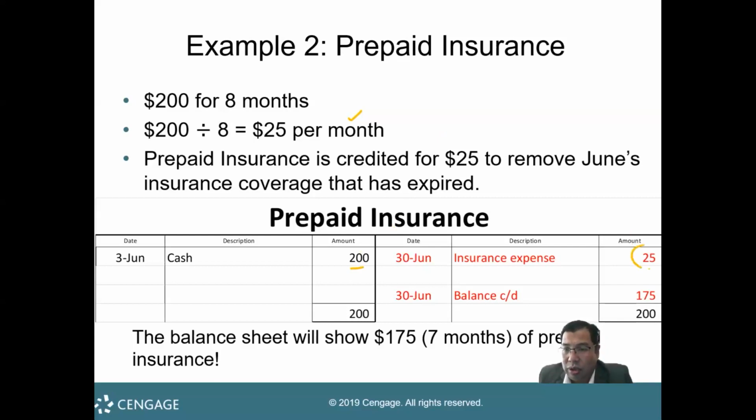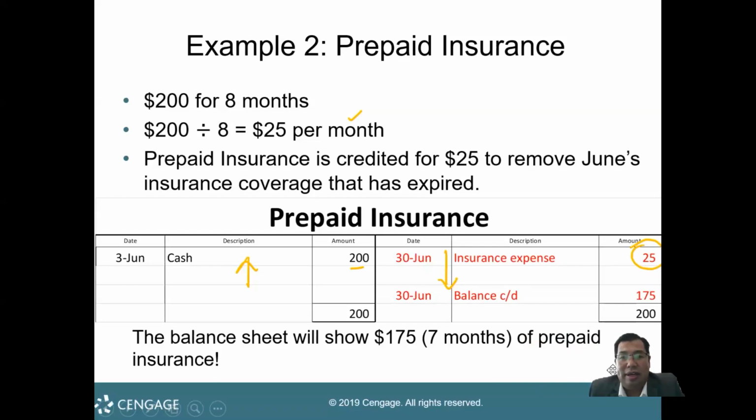That's why I credited $25 from my prepaid insurance. This is increase, this is decrease. So now the balance of the prepaid insurance is only 175. That is for 7 months.